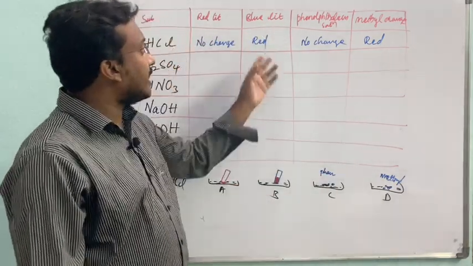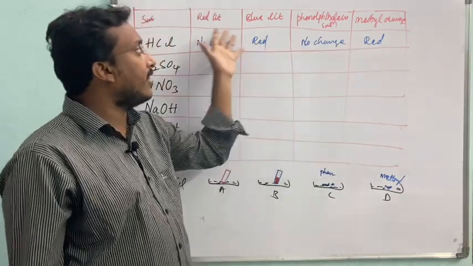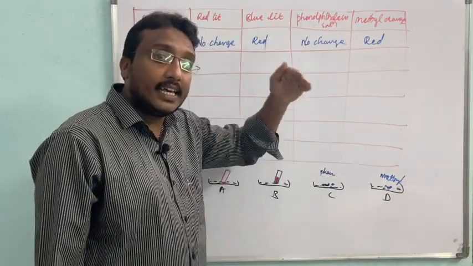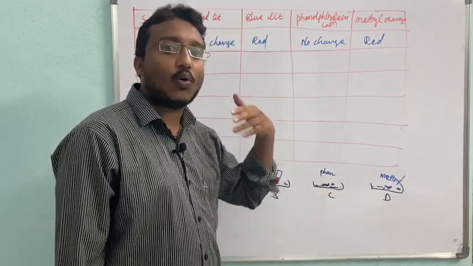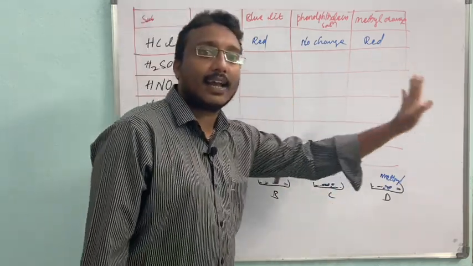Why are these changing their colors? Because all these 4 are indicators. These can indicate whether the given substance is acid or base by changing their color.